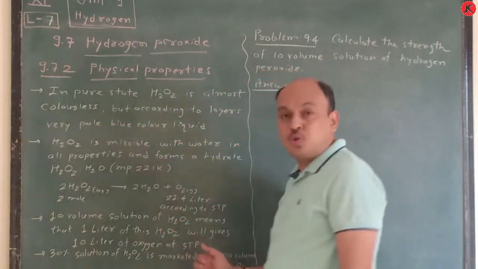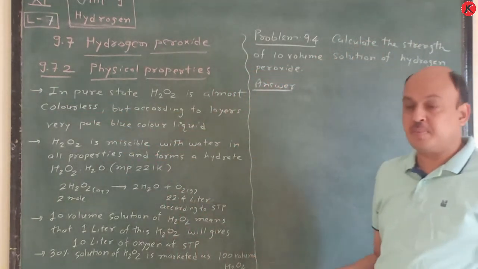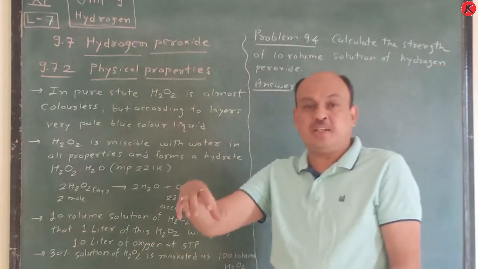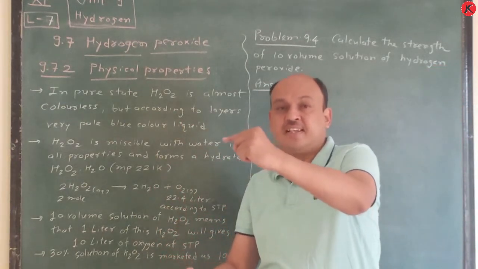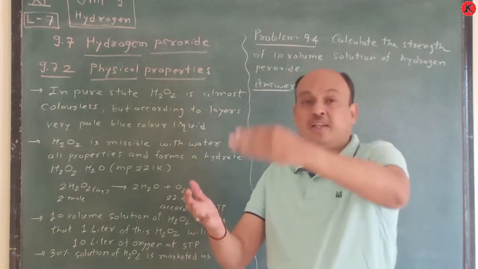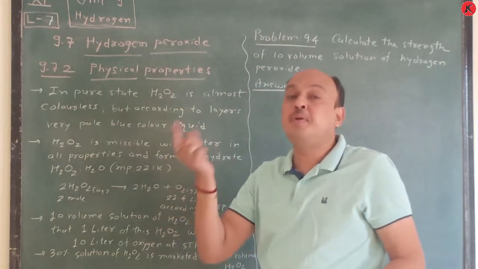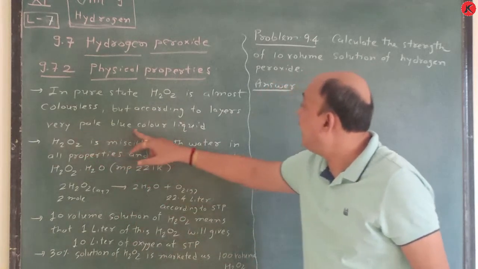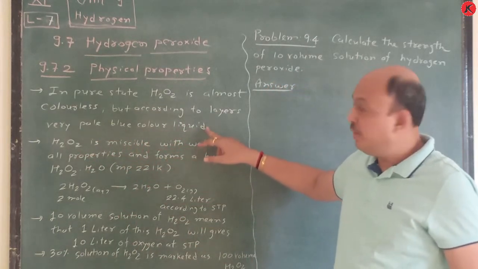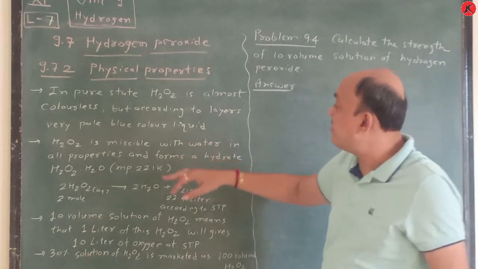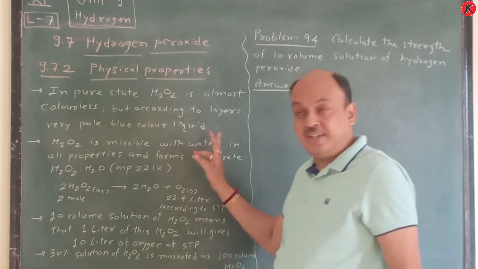In pure state, H2O2 is almost colorless, but when you pour it in a beaker, just you see first layer, second layer, third layer, fourth layer, and as layers go on, if we observe, a pale blue color, remember, very pale blue color liquid. So according to this, we can see that in layers, a very pale blue color liquid is there.